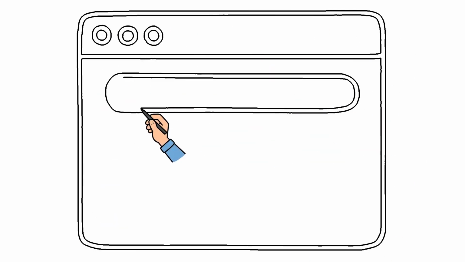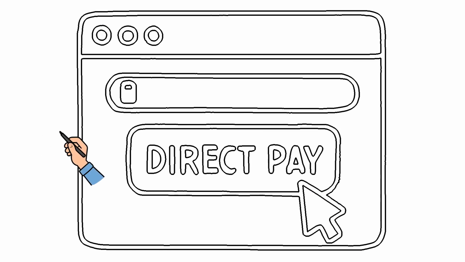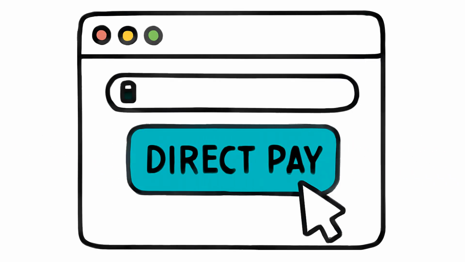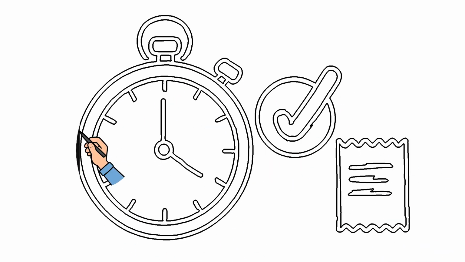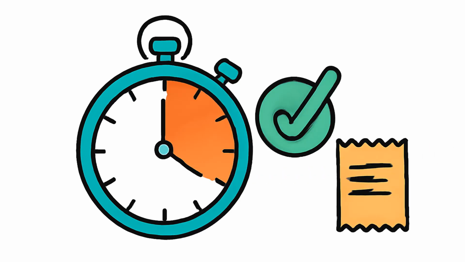Paying takes about 2 minutes. Go to irs.gov/payments. Click Direct Pay. Enter your bank info and pick Estimated Tax as the reason. No login, no fees, no account to set up. It pulls the money straight from your checking account, and you get a confirmation number on the spot.